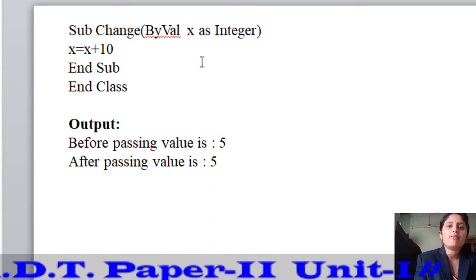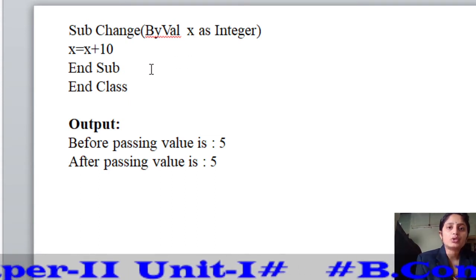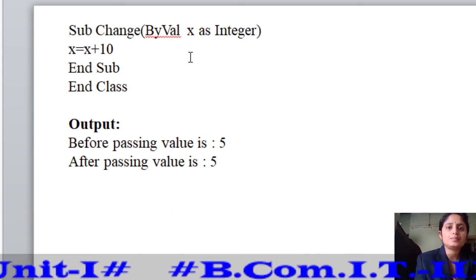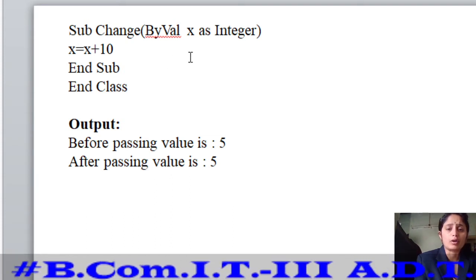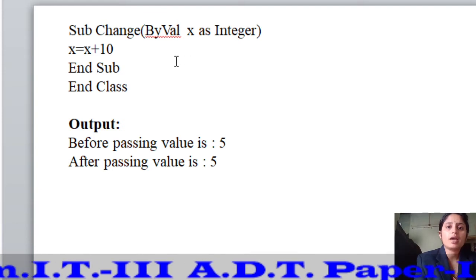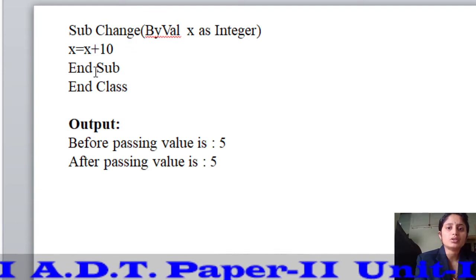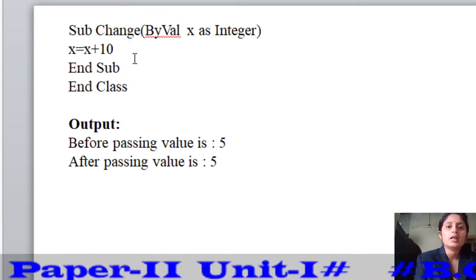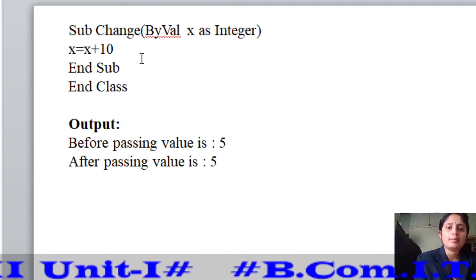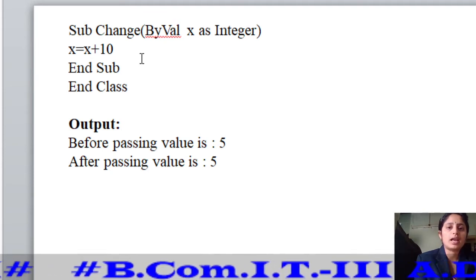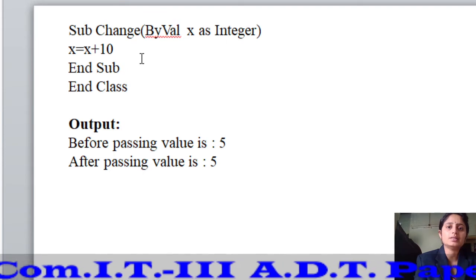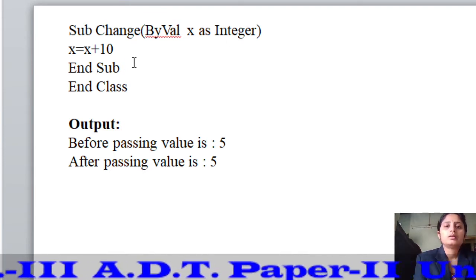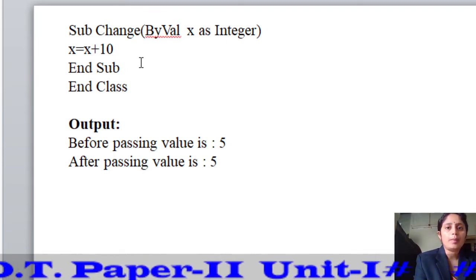In call by value, the value of the actual parameter is passed to the formal parameter. So if any changes are made in the definition of the procedure, the actual parameter remains constant, or the value of the actual parameter remains the same. There are no changes in the actual parameter.